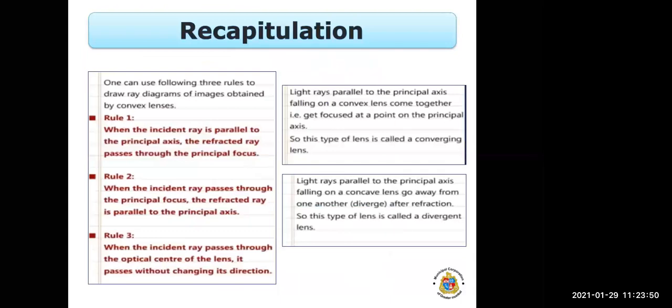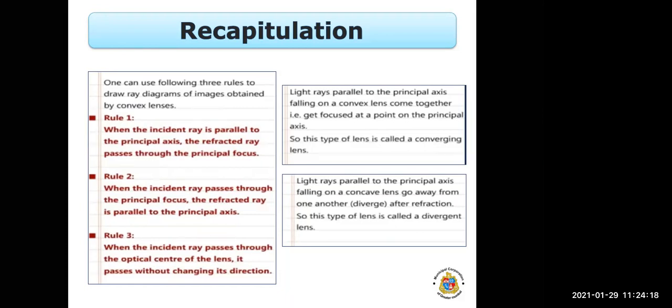Then we have seen what are converging lenses and what are diverging lenses. Converging means they converge the rays. That means when light rays parallel to the principal axis fall on a convex lens, they come together and get focused at a point on the principal axis. That is known as a converging lens, and it happens on the convex lens only, not in the concave lens.